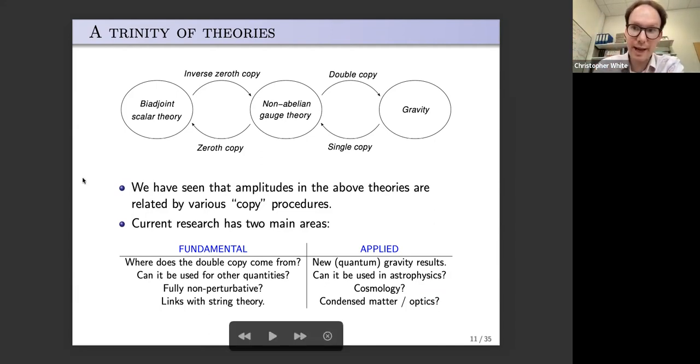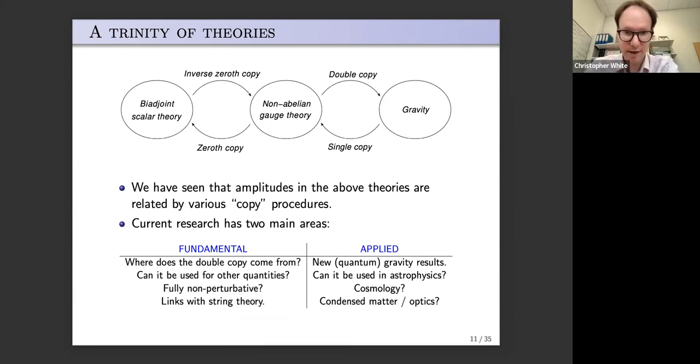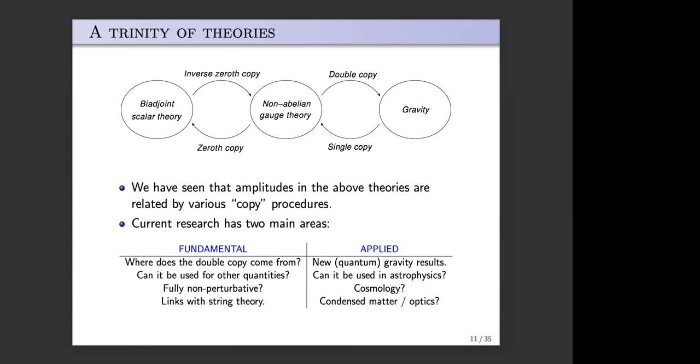Now, this is by now a very wide area of research. It's really blossomed in the last few years, partly, I think, because people from either gravity or gauge theory backgrounds can get together and talk about it. I would say that if I were to split the research that's going on at the moment into broadly 2 camps, you would have the fundamental camp where you're asking deep conceptual questions like where does the double copy come from? Can it be used for quantities other than scattering amplitudes?